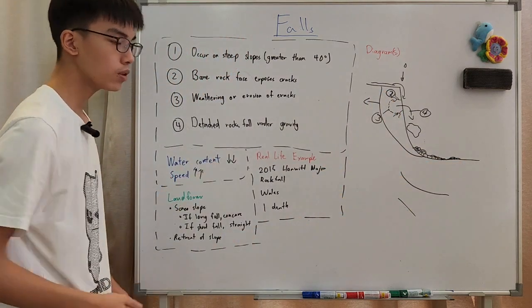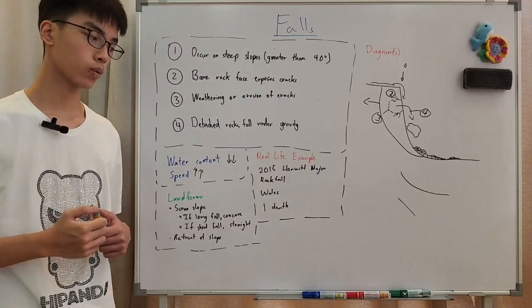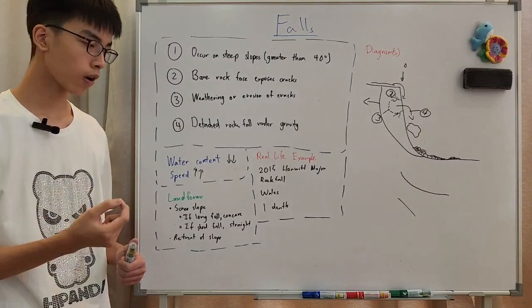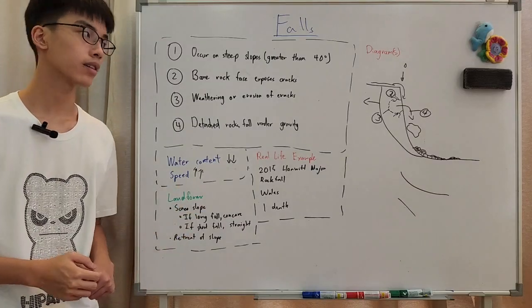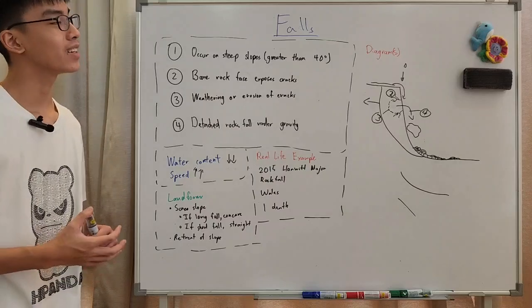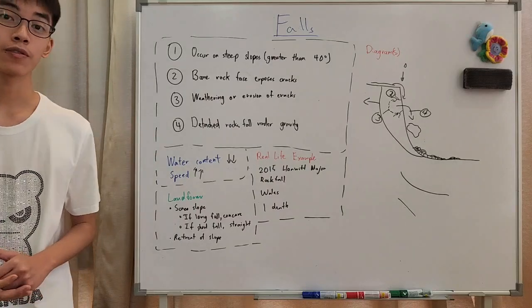So here's a real life example. In 2015 in Yn Wood Major in Wales, there was a case of a rock fall in which one person died, unfortunately. So this sums up mass movement falls.